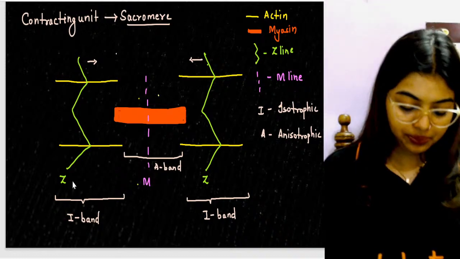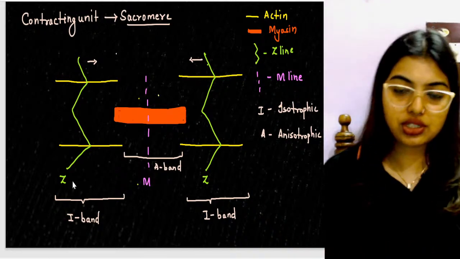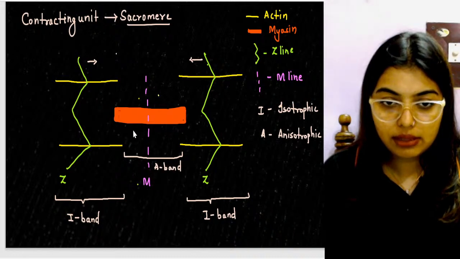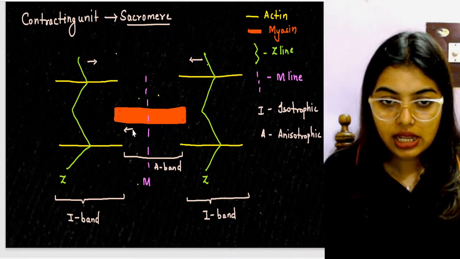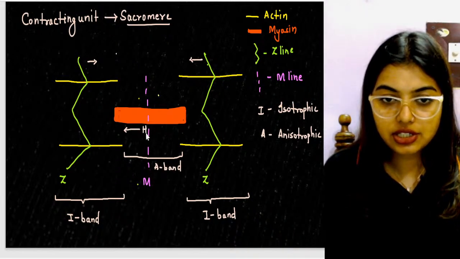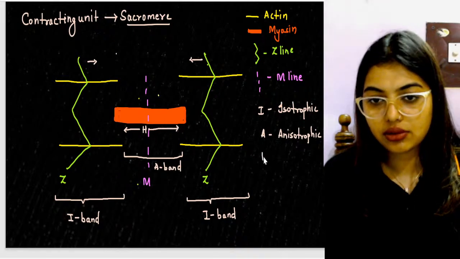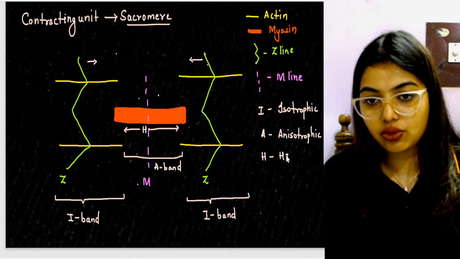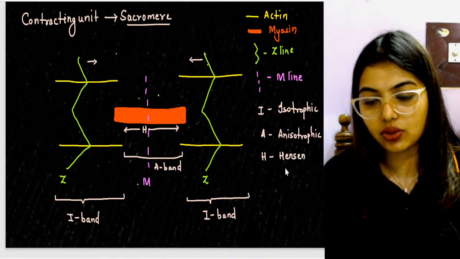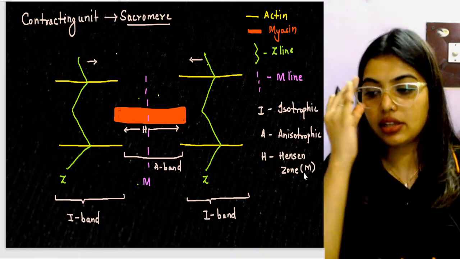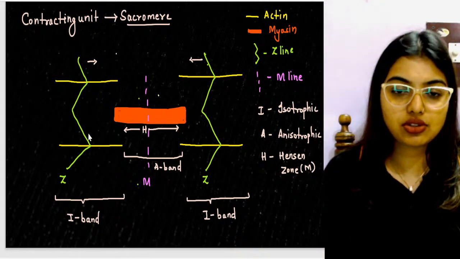Clear? Now, there are more zones to this. Where only myosin is present, this portion is going to be called the H zone. It's going to be called what zone? H zone. The H zone is also called the Hensen zone, where only myosin is going to be present. These are the bands you have to know. Remember, myosin is going to be present.